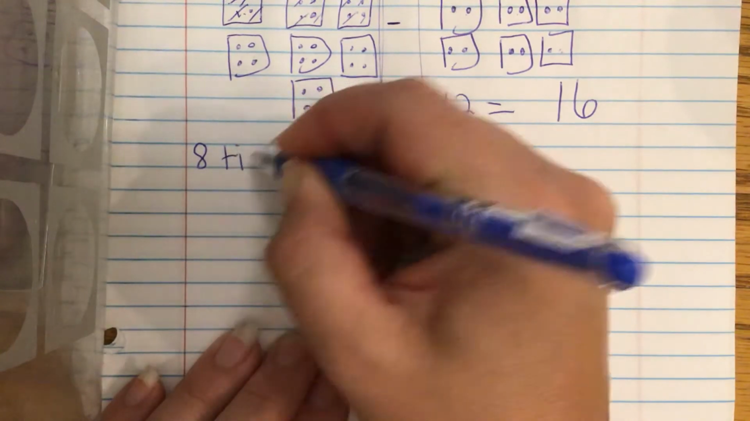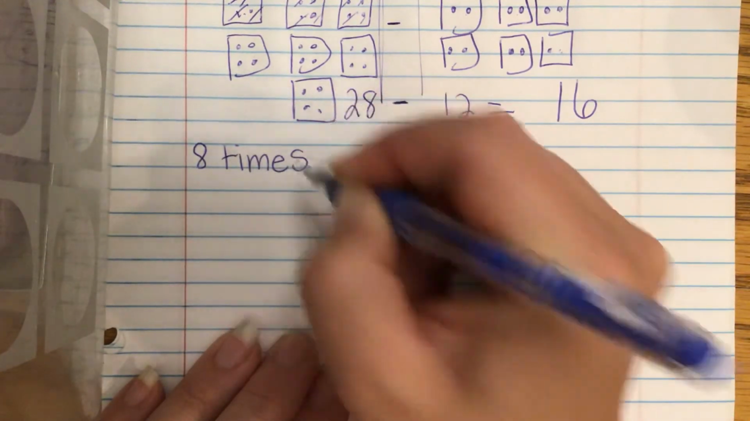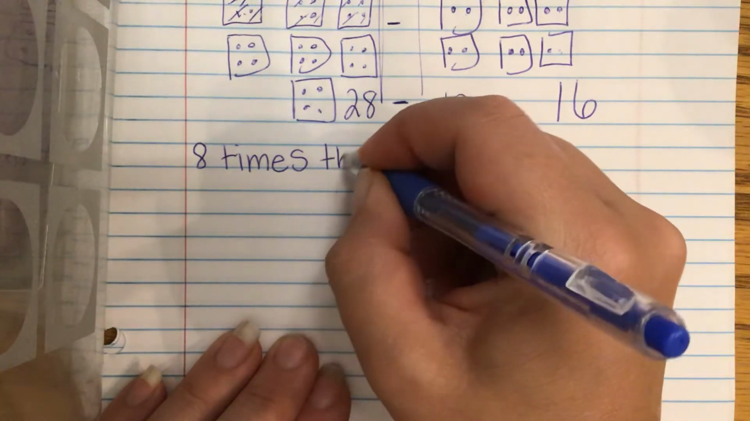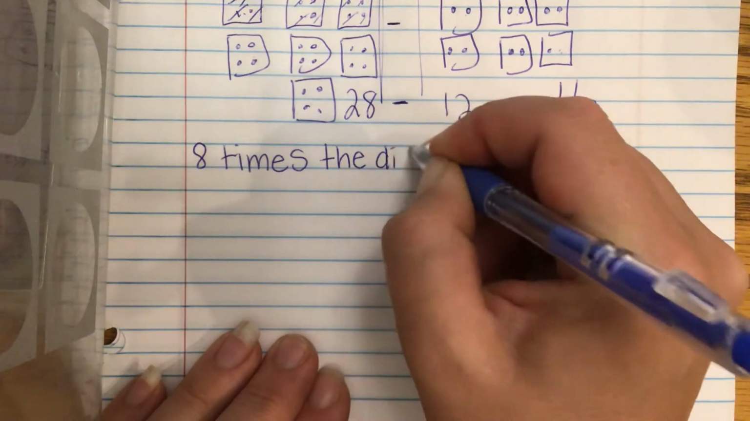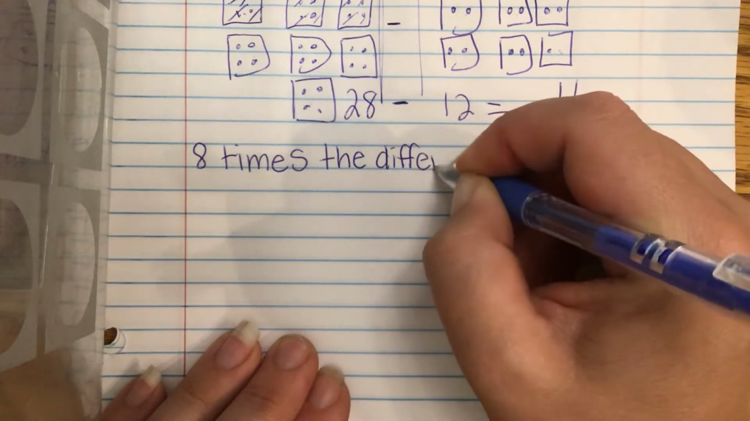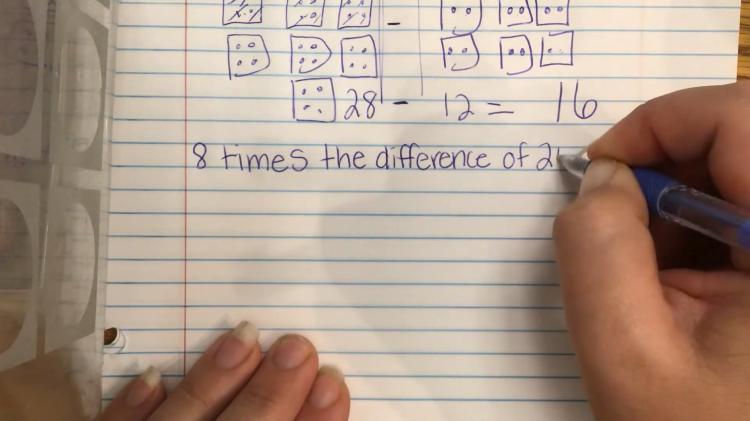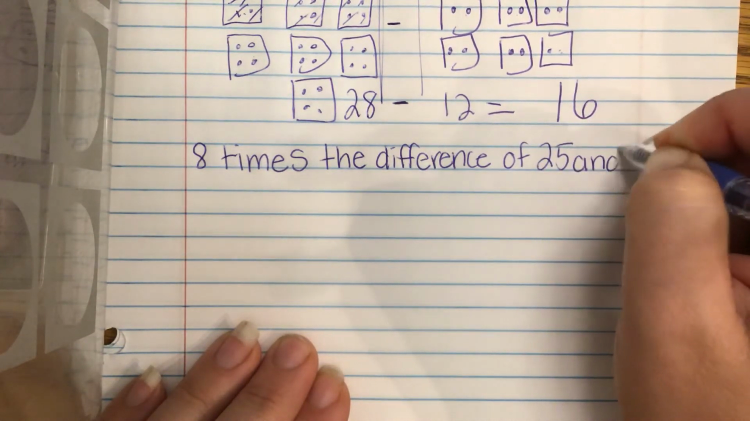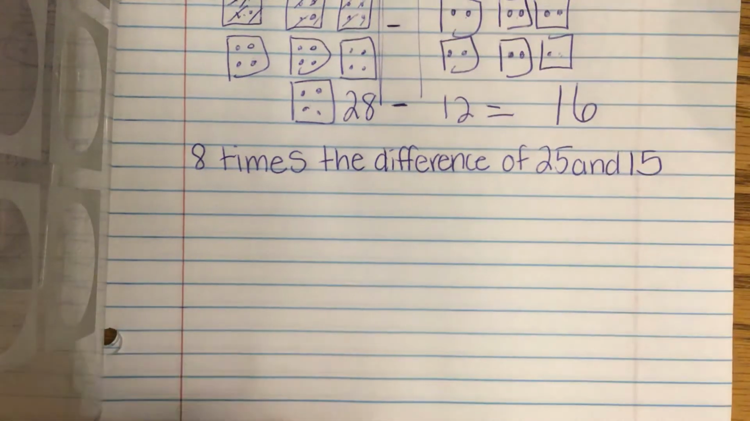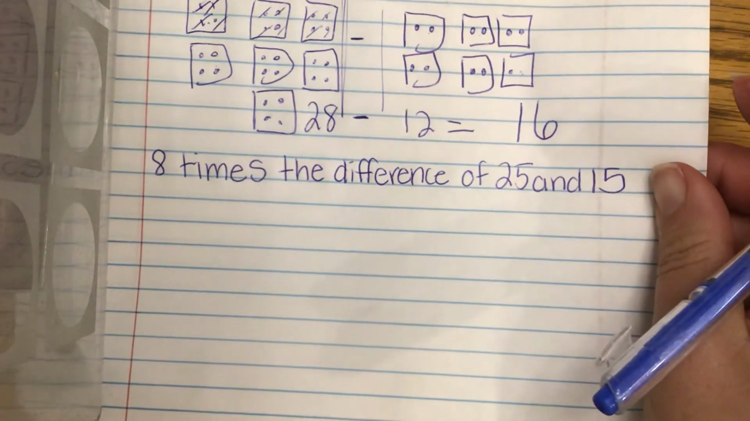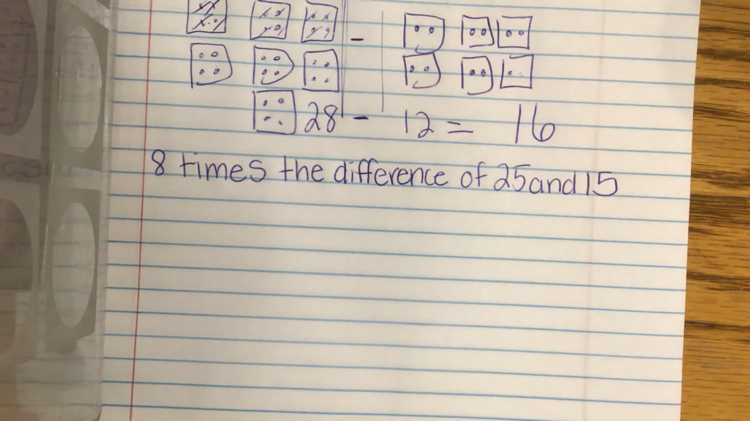8 times the difference of 25 and 15. Remember, to solve these, I usually have to read them a bunch of times, and that's okay. That's what you're supposed to do. Even if you're an expert at these, you have to read them a bunch of times. It's okay not to understand it the first time. You have to persevere through it.